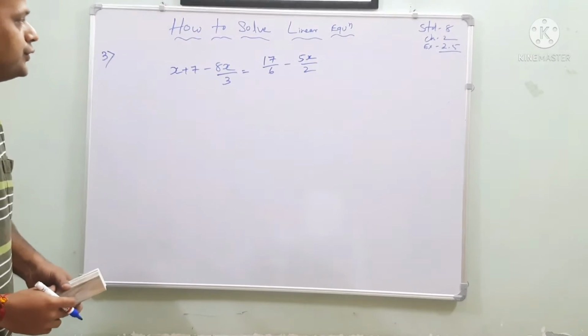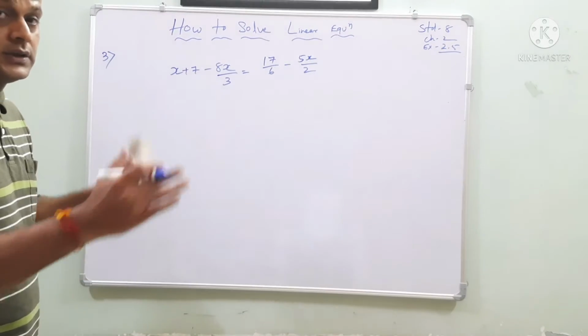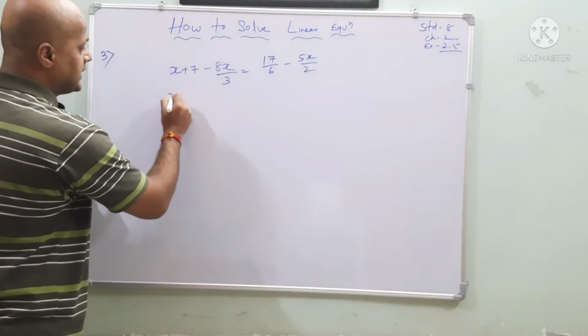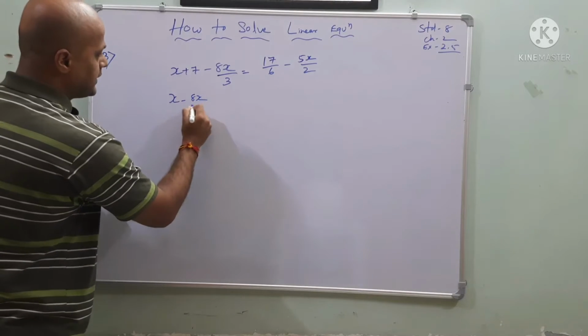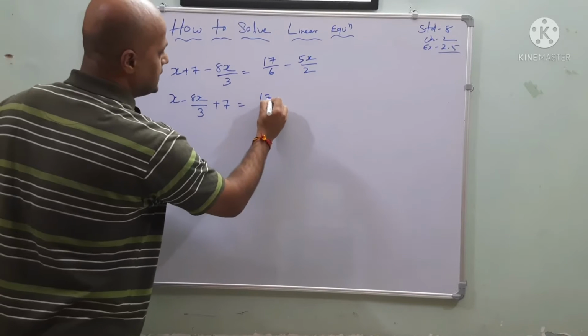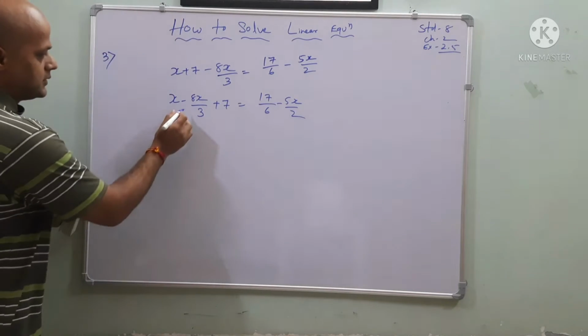What you have to do? You have to bring the expression first, pairing it first. Here x is there, so x minus 8x by 3, and this 7 will be as it is. Here this side it will be as it is. Just write it. Okay. Next, what is the LCM?